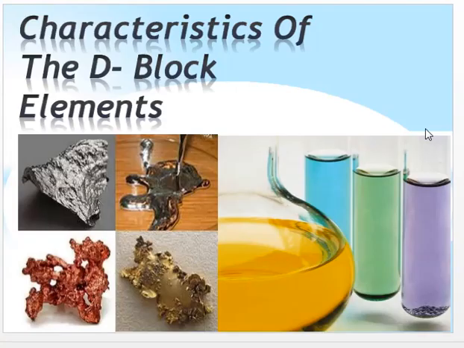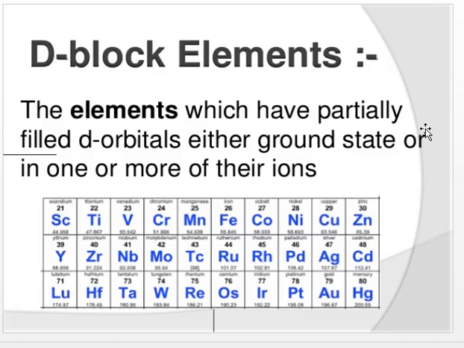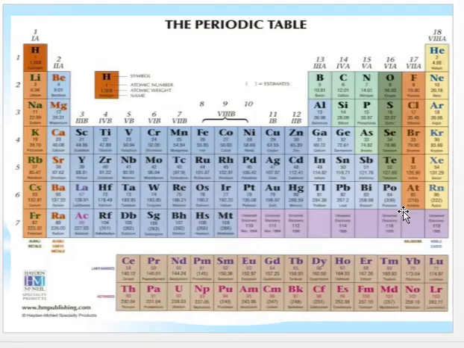Okay, about the characteristics of the D block elements, which characteristics they have. At first, let's define what D block elements are. These are elements which have partially filled D orbitals in the ground state or in one or more of their ions. This is our periodic table, and you can see our D orbitals.